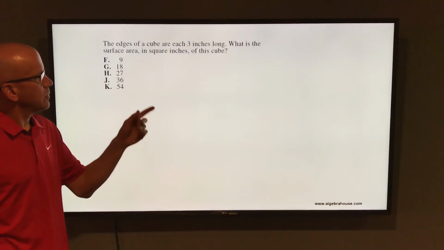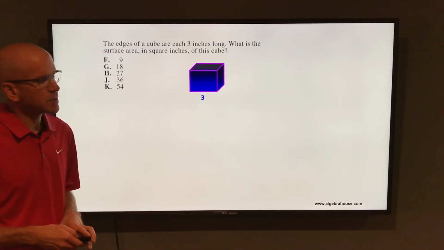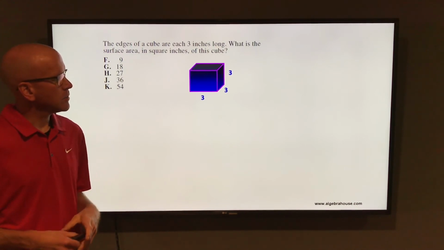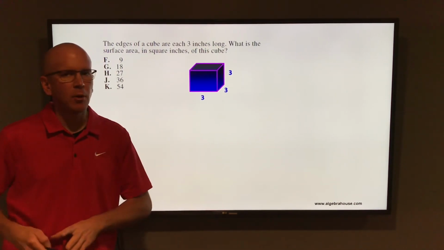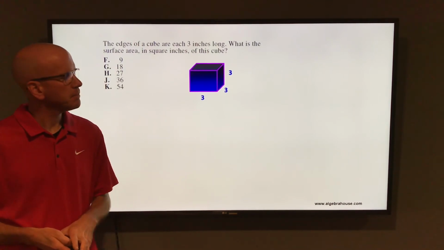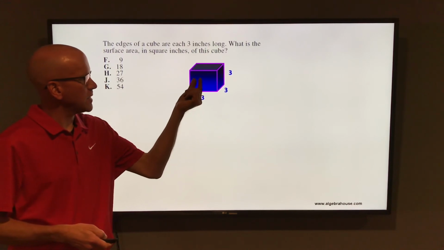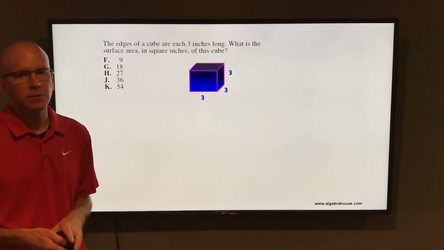The edges of a cube are each 3 inches long. What is the surface area in square inches of this cube? So we need to find the surface area of this cube. You can do that a couple ways. You can find the area of each face, add them all up, but each face is going to be the same because the edges are all 3. So with it being a cube, just find the area of one face and multiply by 6 because there are 6 faces on a cube.